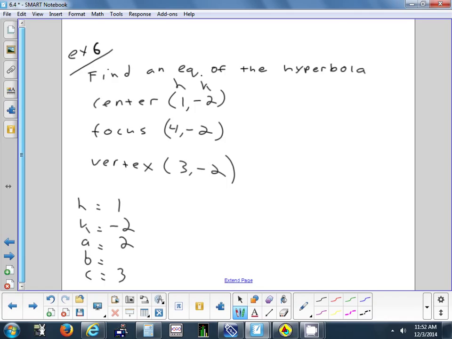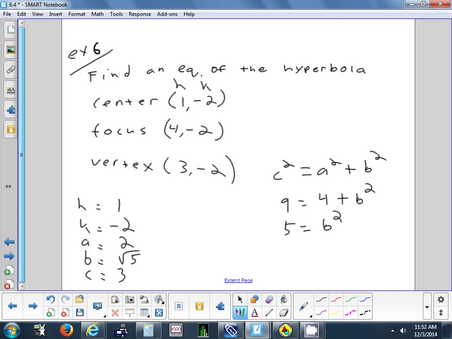Last letter we need is b. c squared equals a squared plus b squared. So c squared is 9. a squared is 4. It seems like we've had this come up a lot where we have 9 and 4, so we get 5 equals b squared. So what's b? Good, square root of 5. Great.